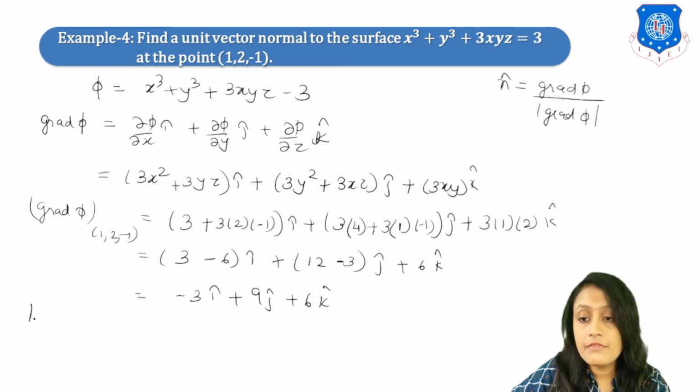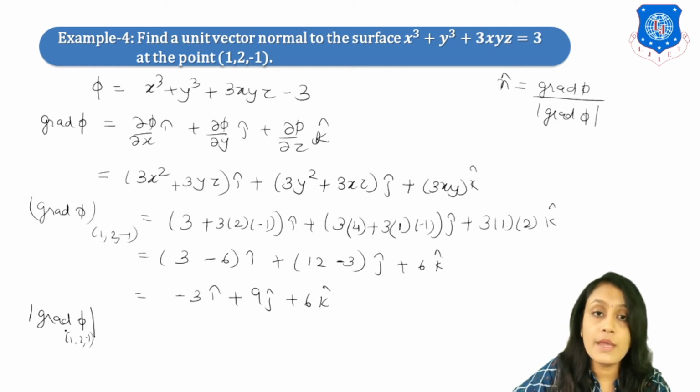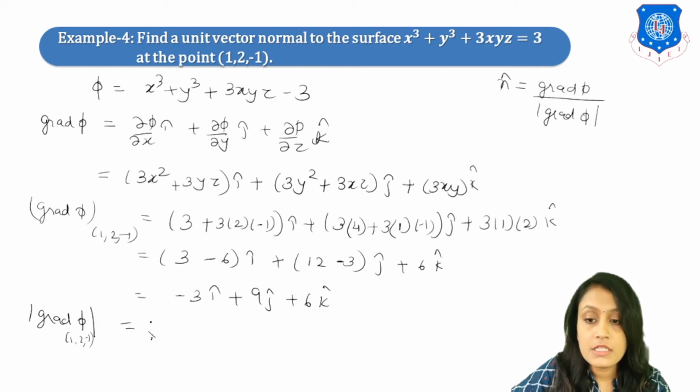Now we have to find its magnitude, so grad phi at (1, 2, -1), and we have to find its magnitude. Whenever we are finding magnitude we will write like this, mod. So this is under root 9 plus 81 plus 36, so this is under root 126.